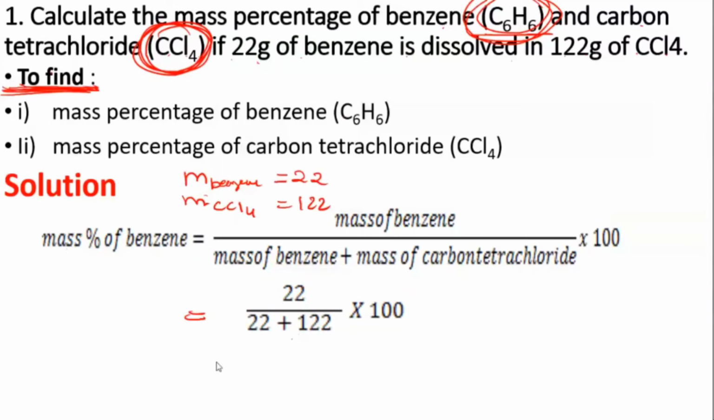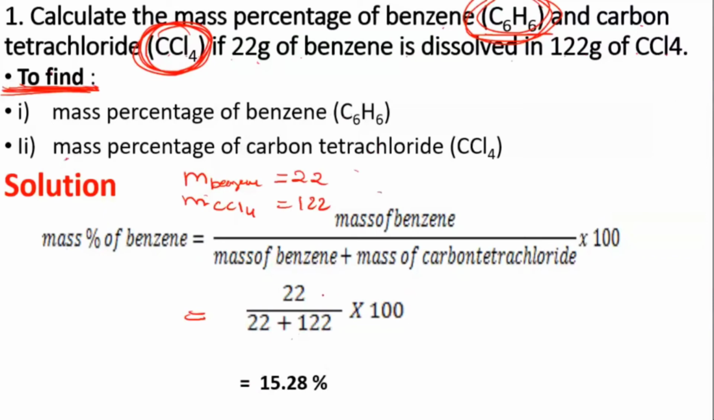Yeah, very good, correct. So this is the answer. 15.2728, like that you are getting, correct? So 15.28%. Now the next question is to calculate the mass percentage of carbon tetrachloride. See, two things are asked. Will you sit and calculate this carbon tetrachloride like this only?